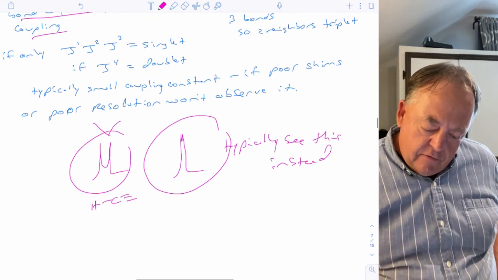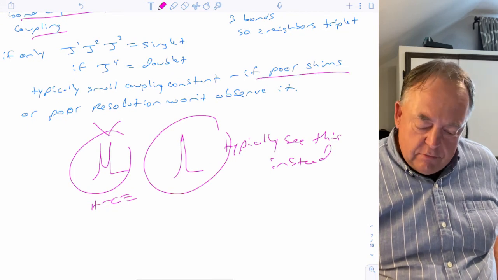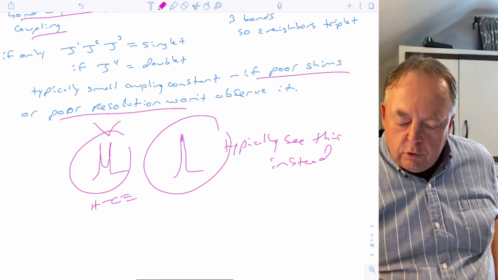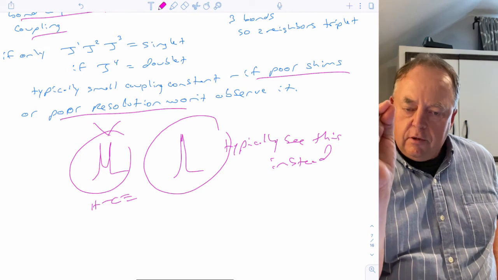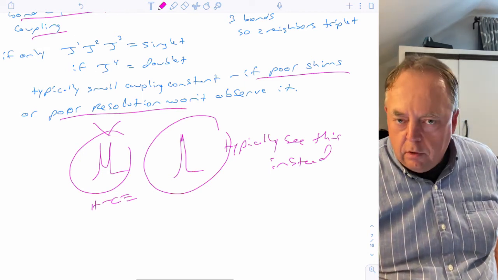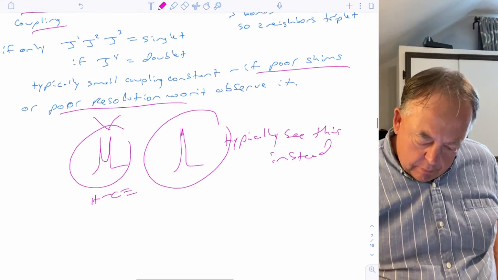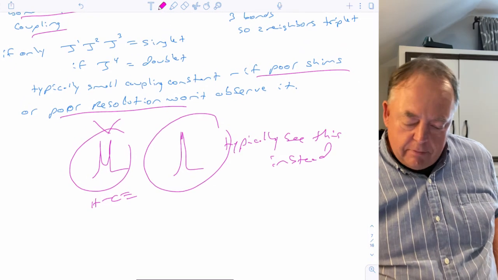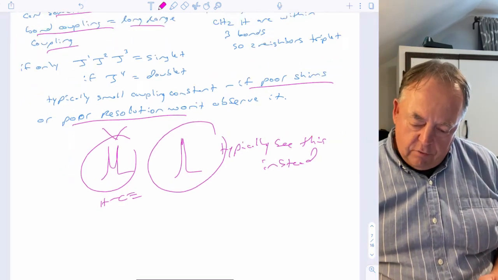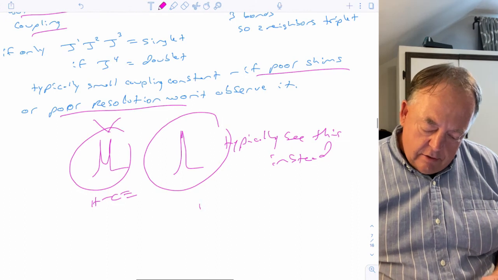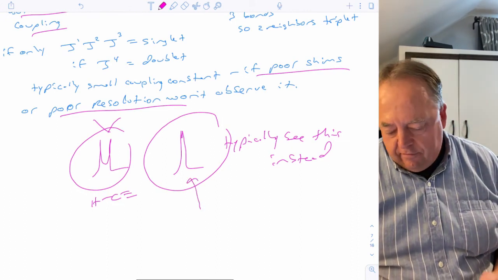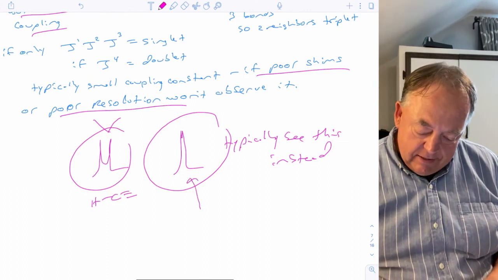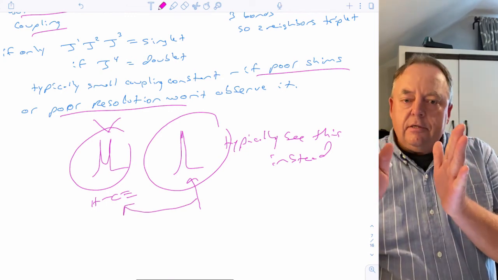And so again, if you have poor shims or poor resolution, then those 2 peaks will just converge into one, and they will look like a singlet. But if your shims are really good and you had a powerful enough magnet that you could get really good resolution, then you could see it. And of course, the bigger the magnet is, the bigger the coupling constant would become in hertz.